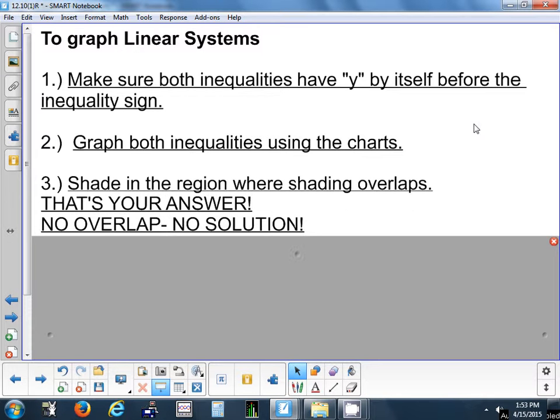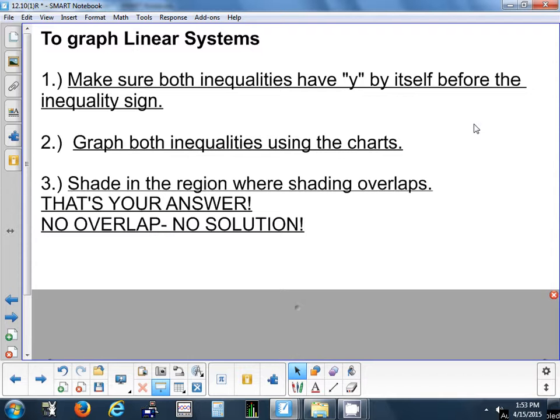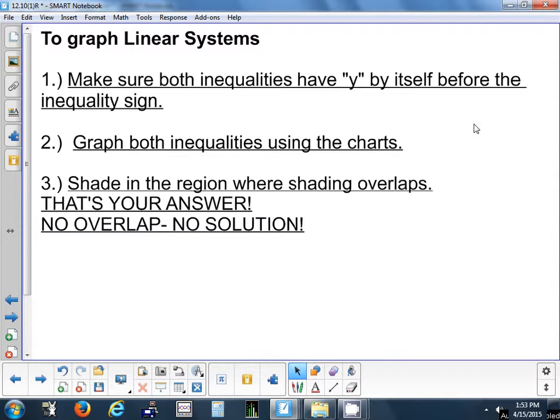We're going to get to one of these today. If there's no overlap, there's no solution. So you might be shading the region up here and shading down here, and they're not overlapping at all. That means there's no solution. All right? So, like I said, this whole overlap thing might be a little confusing right now, but when we do examples, it'll make more sense to you. I'm going to hand those examples out right now, guys.